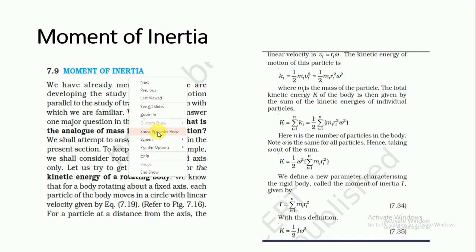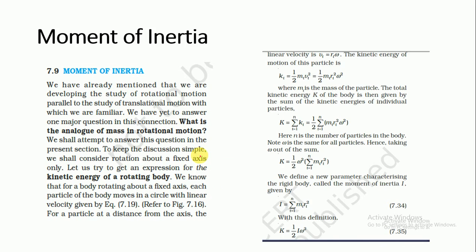So we are going to find the expression of moment of inertia from the kinetic energy of a rotating body. Here we'll consider the rotational motion of a body about a fixed axis, and we are going to find the kinetic energy of that body. We know that for a body rotating about a fixed axis, each particle of the body moves in a circle with linear velocity, which is given as Vi = R omega.